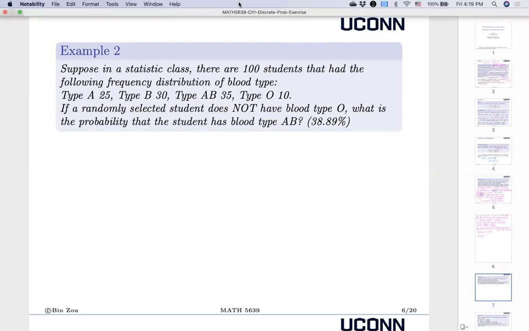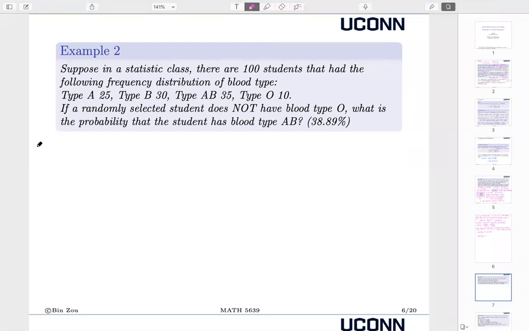Let me see where. So here we have A, B, and O. So there are 4 blood types. A randomly selected student does not have blood type O. So this is a condition. So we're going to cross out type O students. What is the probability that a student has blood type AB? There are 35 students with blood type AB.